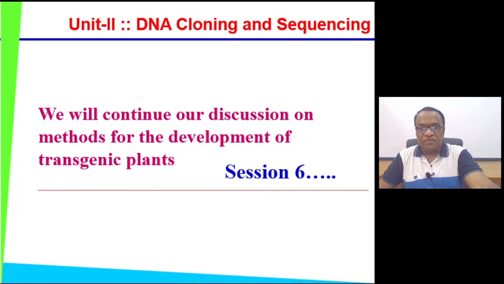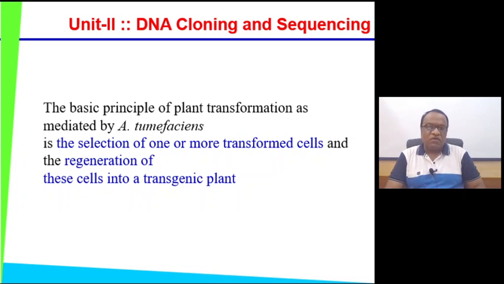Good morning, everyone. We will continue our discussion on the methods for the development of transgenic plants. The basic principle of plant transformation mediated by the bacterium Agrobacterium tumefaciens is about the selection of one or more transformed cells and also about regeneration of these cells into a transgenic plant. Number one, the selection of one or more transformed cells. And number two, regeneration of these transformed cells into a transgenic plant.